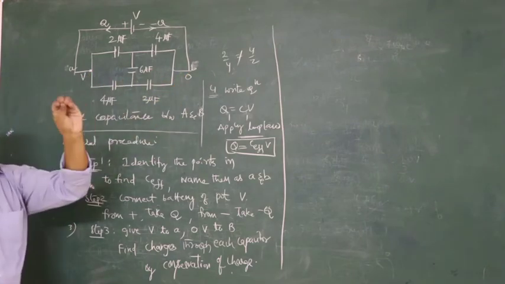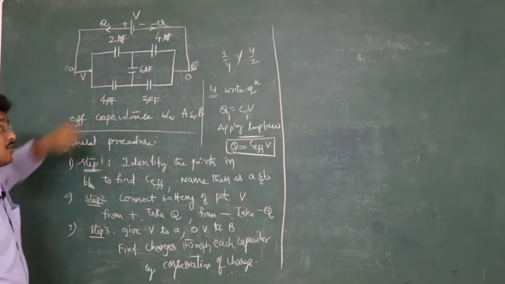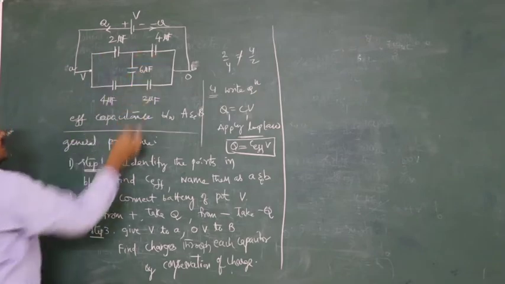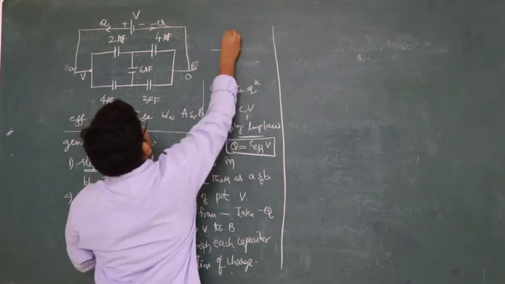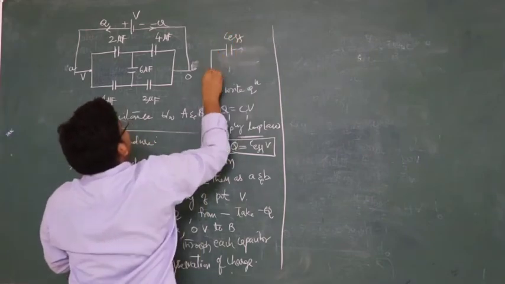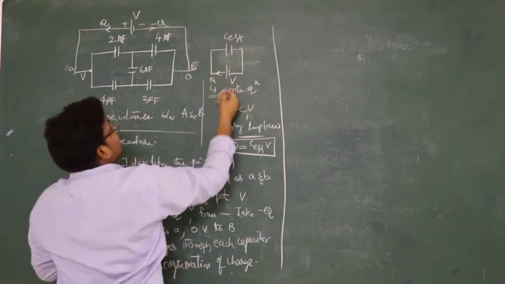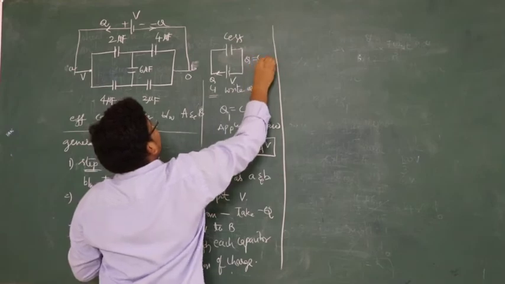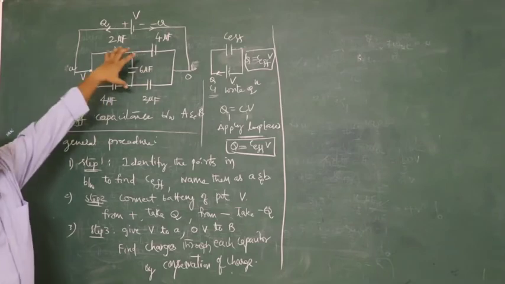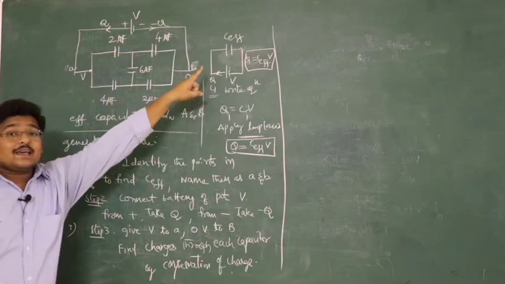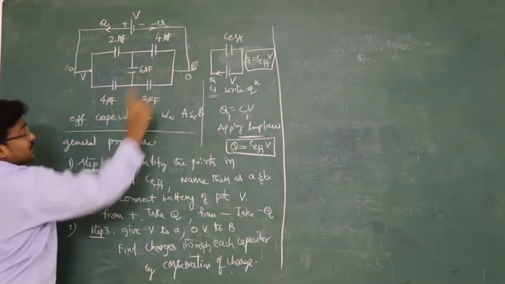So I have 5 capacitors given. I need to solve those 5 together as a single capacitance called C effective, so that it is like a battery. So this is V, this is Q. That is why you can get Q is equal to C effective into V. So I need to solve those 5 to get a single capacitor called C effective. So I identified and named them A and B.